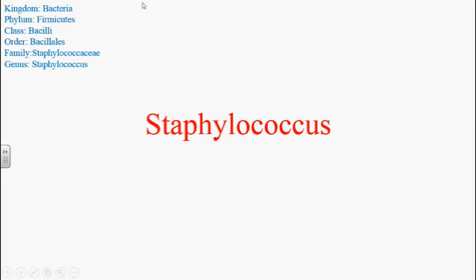Staphylococcus. According to Bergey's Manual: Kingdom Bacteria, Phylum Firmicutes, Class Bacilli, Order Bacillales, Family Staphylococcaceae, Genus Staphylococcus. The staphylococcal group of organisms are gram-positive cocci in clusters or in groups.